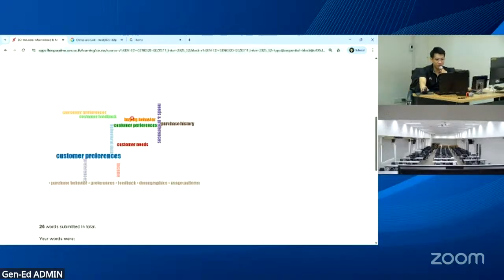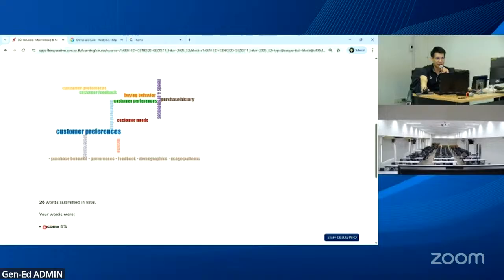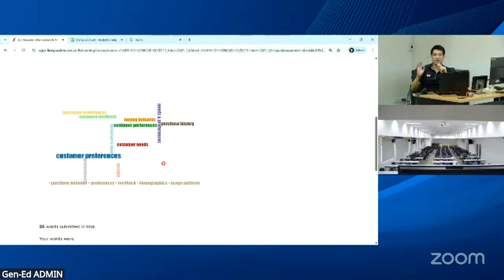The buying behavior, needs and preference, demographic feedback, purchasing behavior, usage pattern. Okay, all good. Very good, everyone who responds to the word cloud problem. We have 26 responses so far. And my response is income. That's just one there. So now you have some idea what business want to know from customer. They want to know customers' need, customers' preference, their purchasing behavior, their purchase history, and in my opinion, the income. I want to know my customers' income.